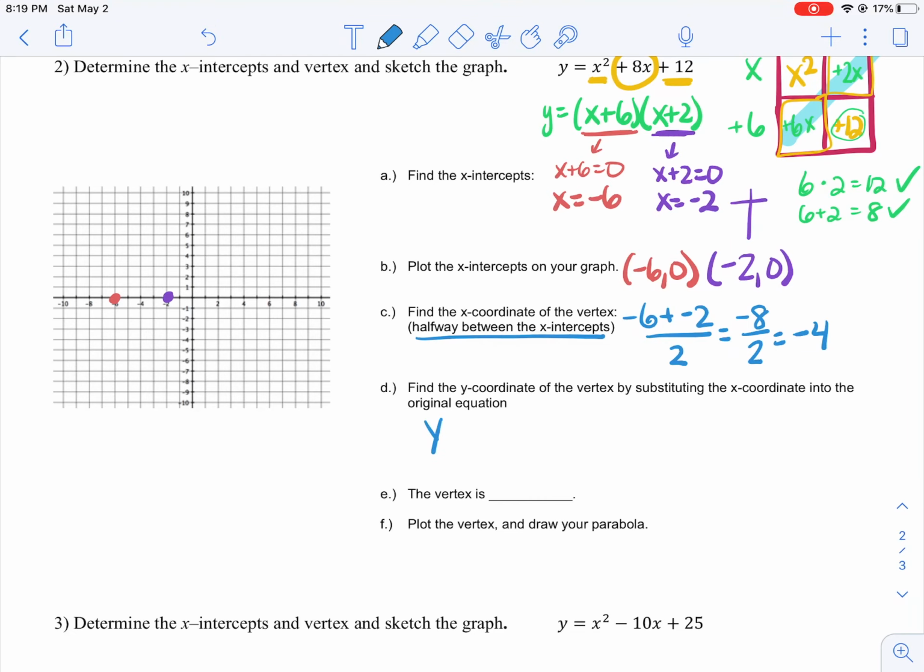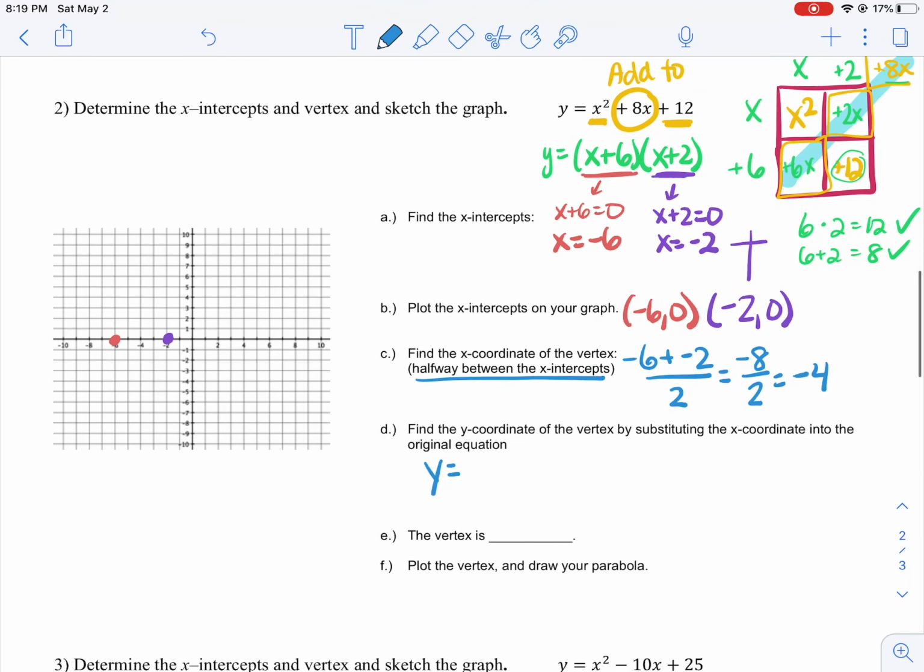And then you have to take the negative 4 and substitute it in for x here and here. So you have negative 4 squared plus 8 times negative 4 plus 12. Negative 4 squared is positive 16, and 8 times negative 4 is negative 32, and then we have plus 12. So 16 minus 32 plus 12 gets you negative 4.